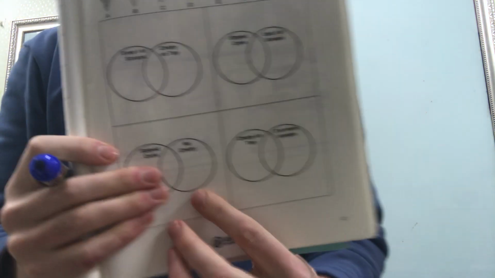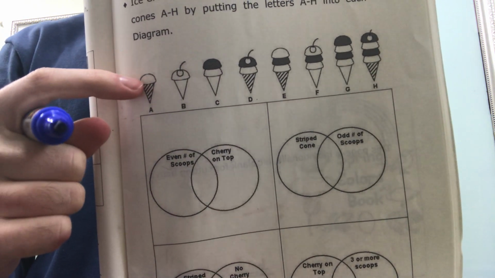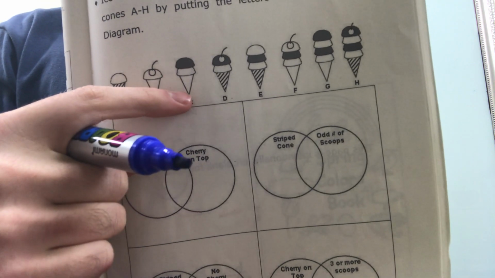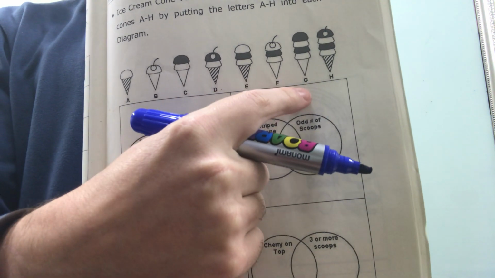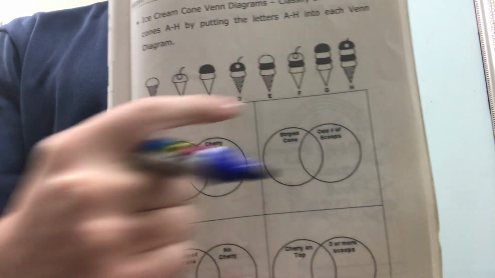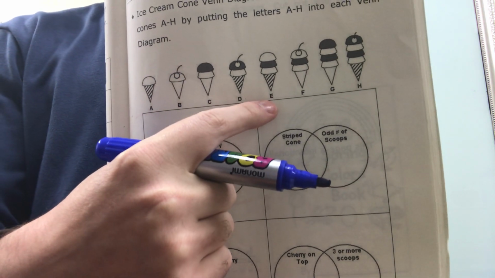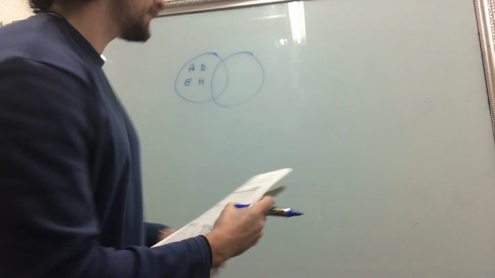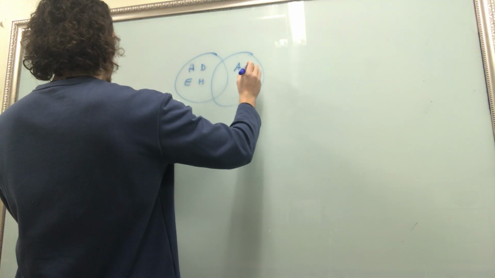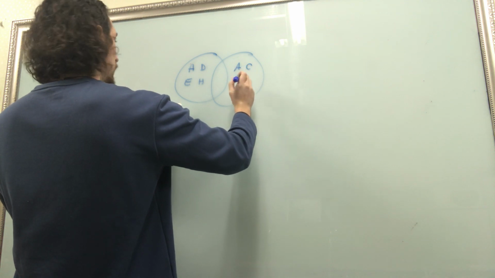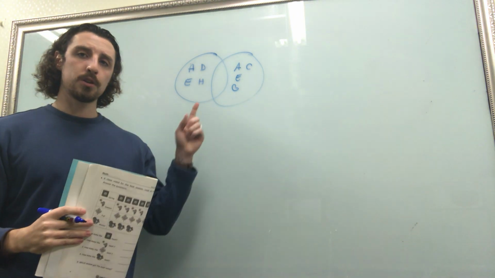Now, let's look for no cherry. So A does not have a cherry. C does not have a cherry. E does not have a cherry. And G does not have a cherry. So A, C, E, G. Okay? So we have A, C, E, and G.